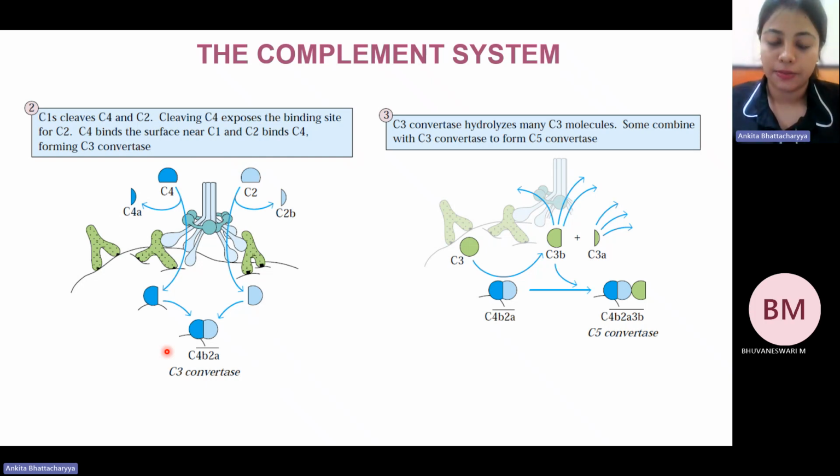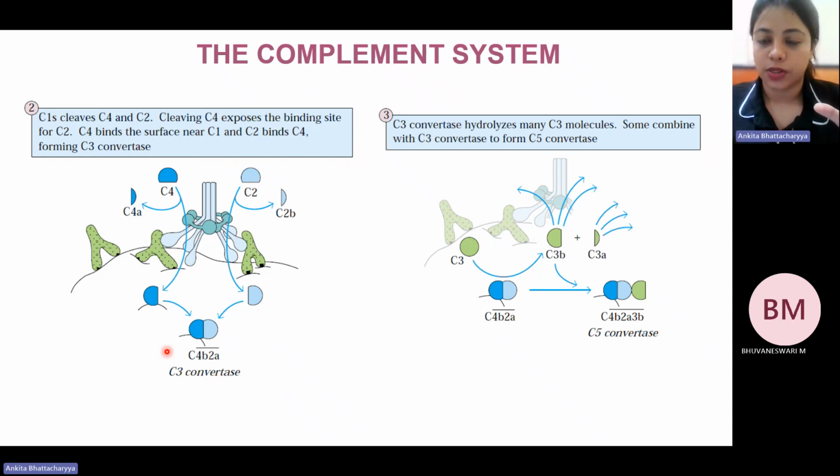Again, the name C3 convertase means that its substrate is C3, and it will then form cleavage products from it, of which, again, the smaller part is C3A, the larger part is C3B. I hope it is clear. It's a little wordy, but it's the simple action of an enzyme which acts on a substrate and generates two products, a bigger one and a smaller one.